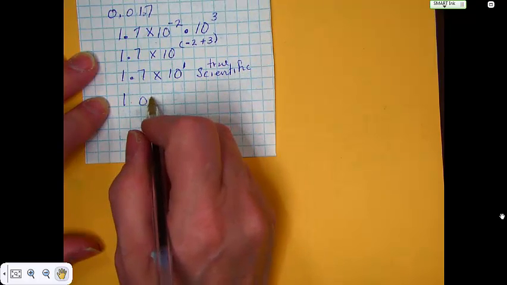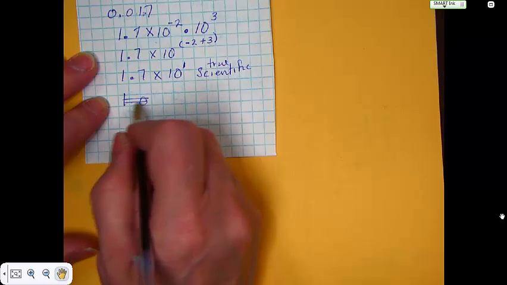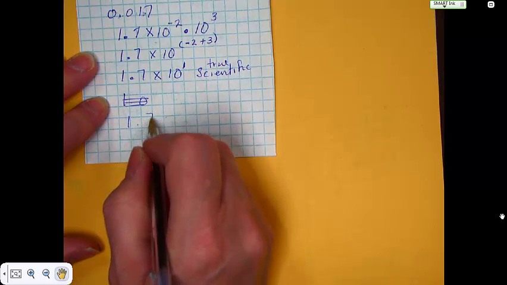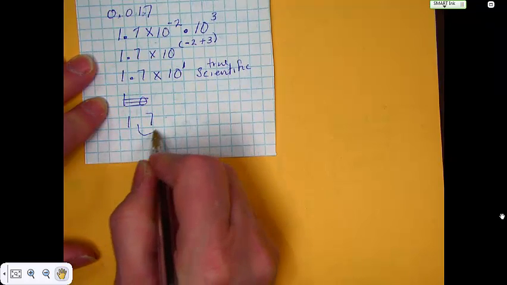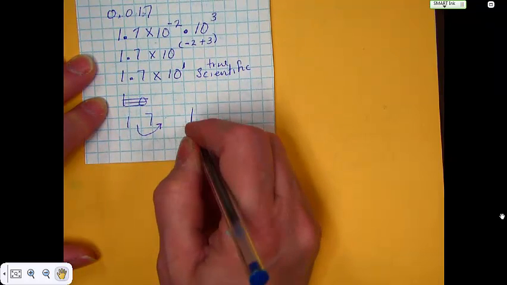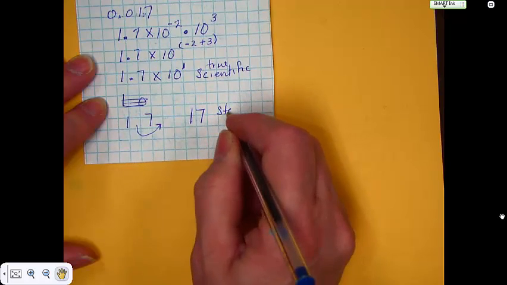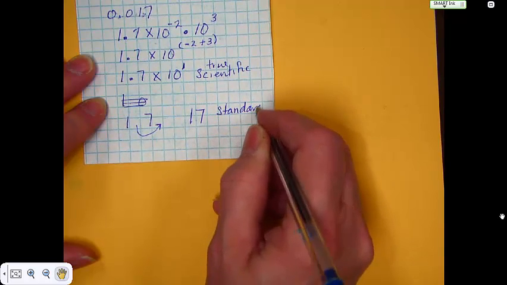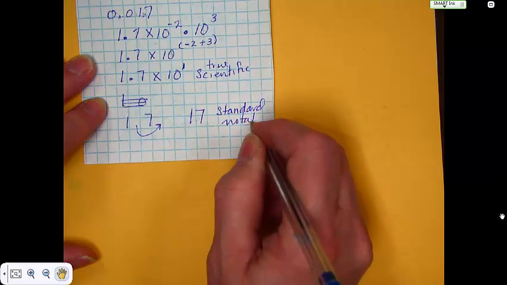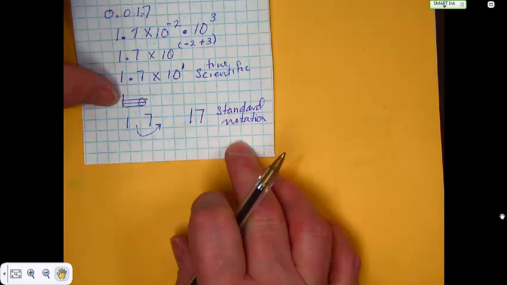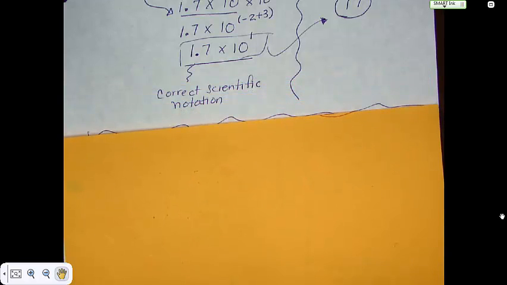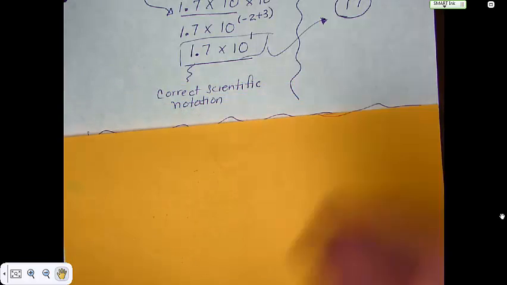And then we have 1.7 times 10 to the first. Here's your original decimal place. You're going to move it 1 to the right. And so its true standard notation is just 17. You should just take it 1 to the right because you're multiplying it by 10. 10 to the first power is 10, by the way. And we'll look at this. All right, does that go with everybody so far?